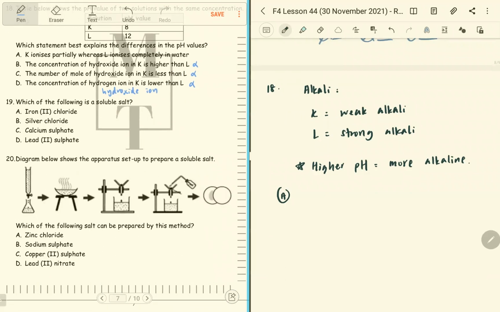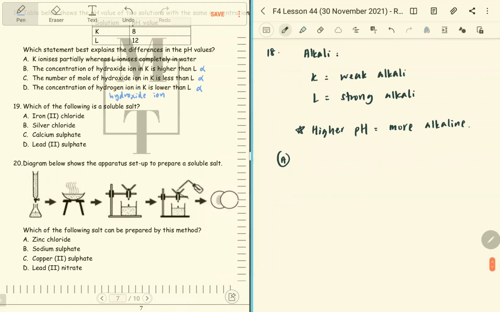Which of the following is a soluble salt? So this one we are talking about the 4 golden rules that we have. Either use no spa, supercup, copacmer, or core. Okay, so just use these 4 rules and then find out which one is soluble.